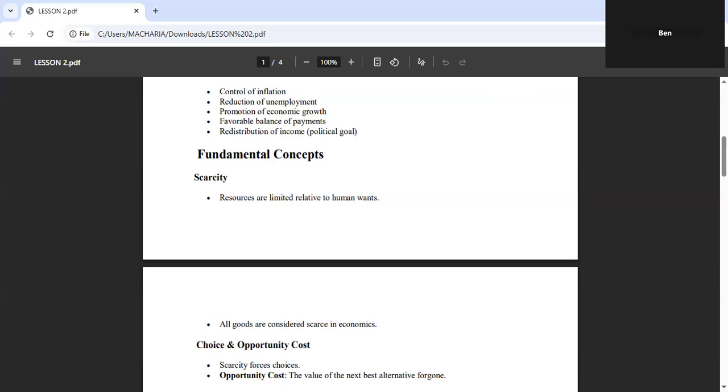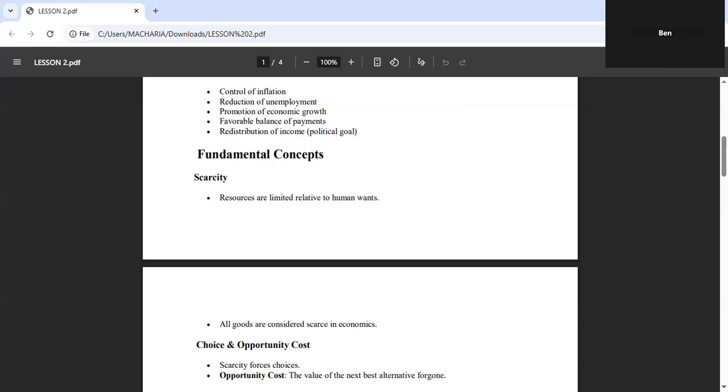Items like free air, which everyone is able to access, you cannot say that air is economical. So when you're talking about an economic item, it should be scarce. And this scarcity, we are referring to resources are limited relative to human wants. That means human needs. All goods are considered scarce in economics because human needs are insatiable.